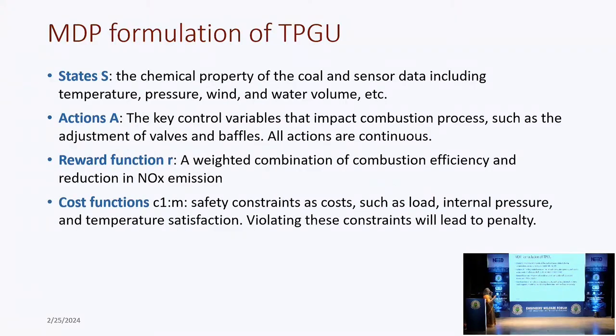Now, for the TPGU that we talked about, the state they have taken is the chemical property of the coal and sensor data, including temperature, pressure, wind, water volume, etc. The actions are the key control variables that impact the combustion process. We talked about that; they have taken 70 to 100 different control variables. The reward function is a weighted combination of combustion efficiency and reduction in NOx emission. And for the cost function, they have safety constraints, which are the regulatory norms.